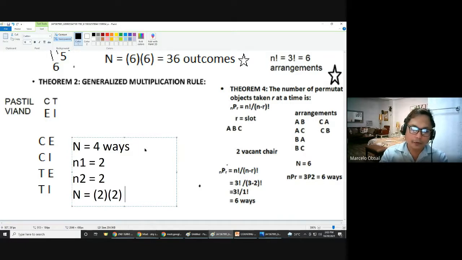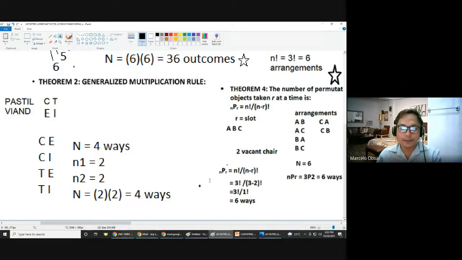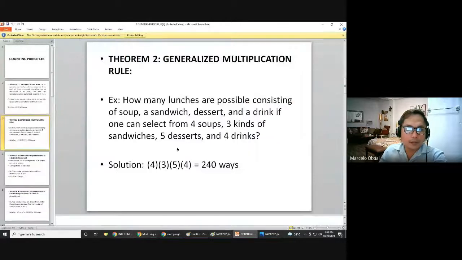Okay, that is why the answer of Mark is 4. Okay, 4 ways. So we're done with theorem number 2. Let's go back to our presentation.